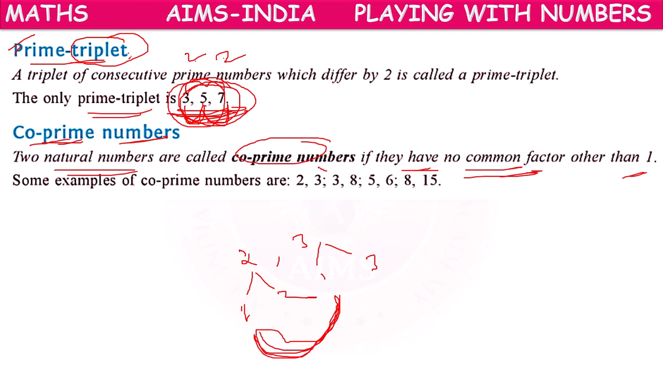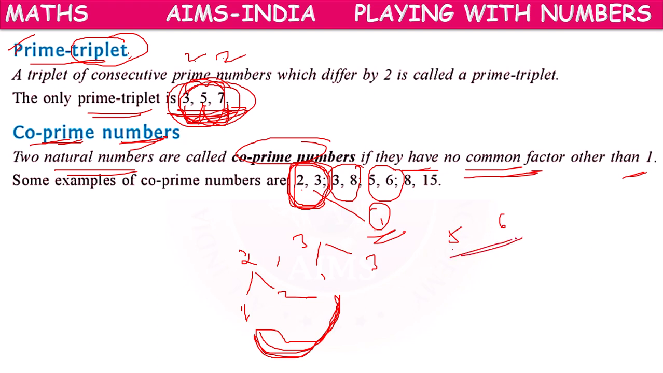Means if for a pair of numbers, the common factor is only 1 and there is no other common factor, then they are said to be co-primes, like 3 and 8, 5 and 6. They may be prime numbers or not, because if you take 5 and 6, 5 is a prime number, 6 is not a prime number.